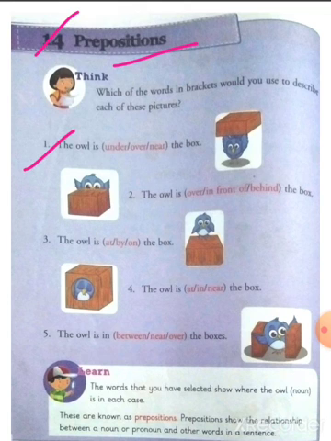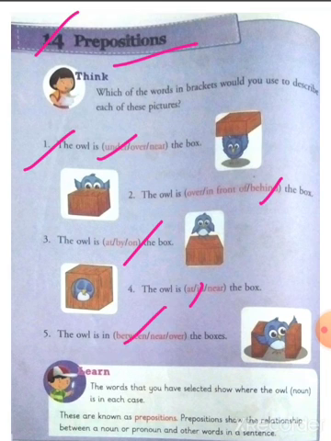So, the first one is, the owl is under the box. The owl is behind the box. The owl is on the box. The owl is in the box. The owl is in between the boxes.